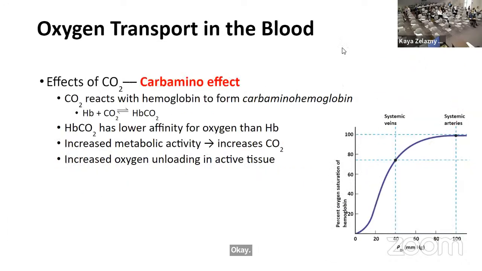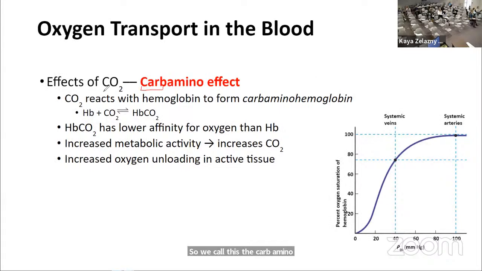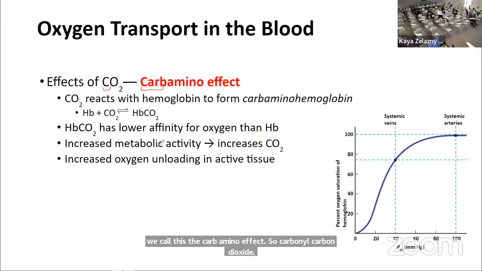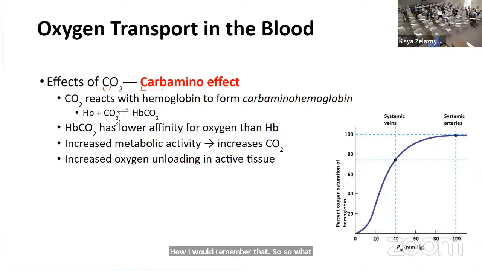So there are other factors that have similar effects. One is the effect of carbon dioxide. So we call this the carbamino effect. Carbamino, carbon dioxide, is how I would remember that. Okay. So what happens here is that carbon dioxide does react with hemoglobin. When it does that, we get something called carbamino hemoglobin. Now this has a lower affinity for oxygen than hemoglobin just normally does, than the deoxyhemoglobin would.